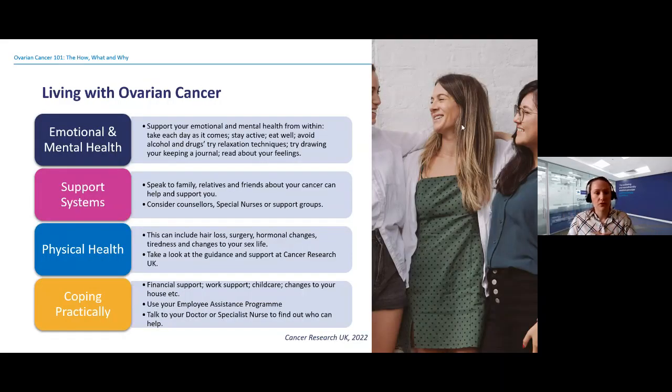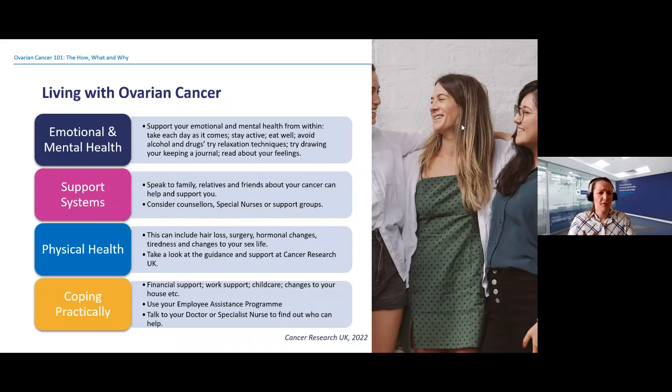Now, as we draw towards the end of today's session, it's really pivotal that we have a look at living with ovarian cancer. It goes without saying that living with ovarian cancer, and any other cancer for that matter, can be a challenging experience. But it's important to know that there is an abundance of resources and support available to help manage the physical, emotional, but also mental aspects of the disease.